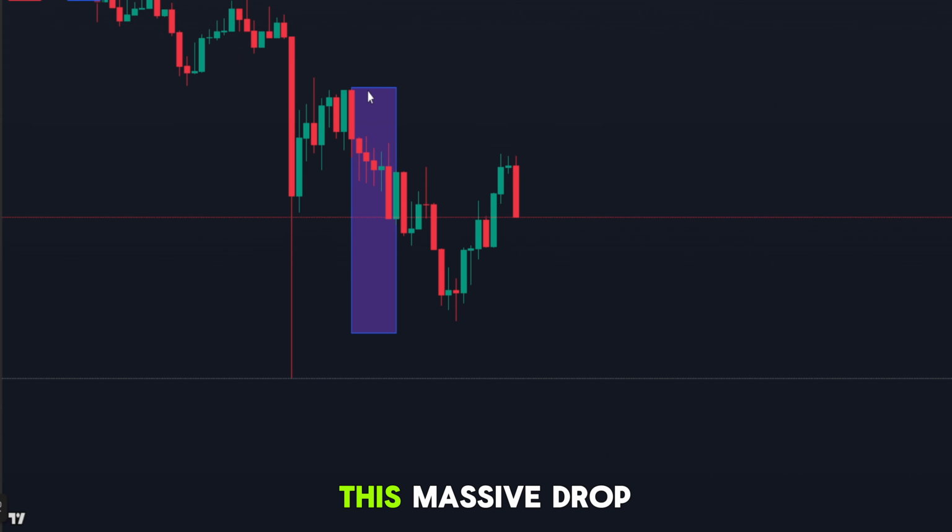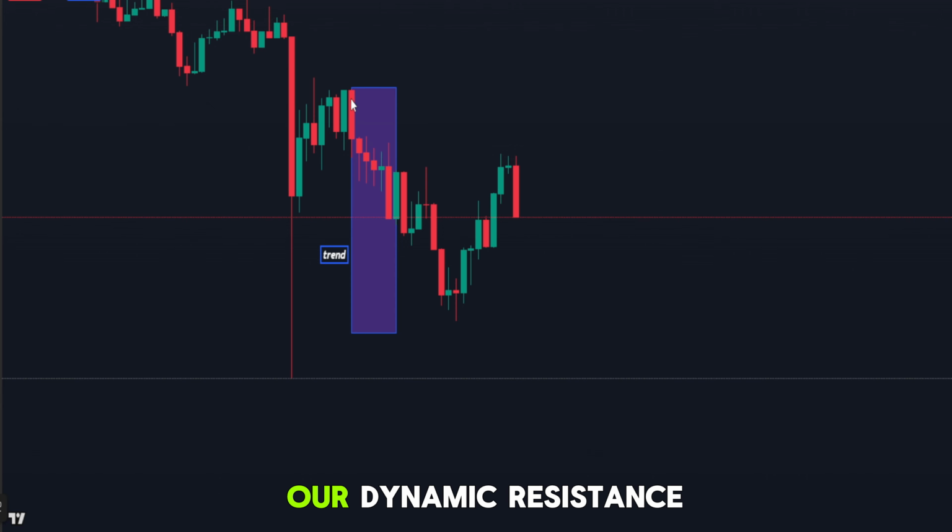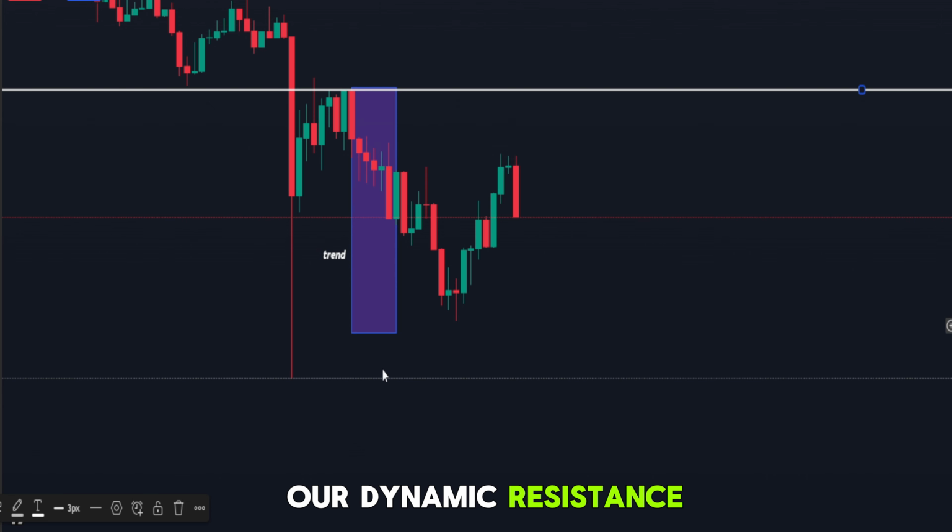So after getting this massive drop, we shall delete our buy button from our head. We shall not be thinking about buyers anymore. So we shall label this as our trend, or our dominant market move. And where this drop started from, that is going to be our dynamic resistance.